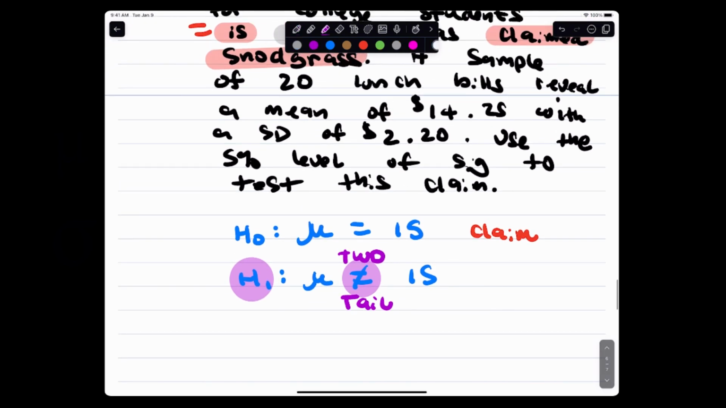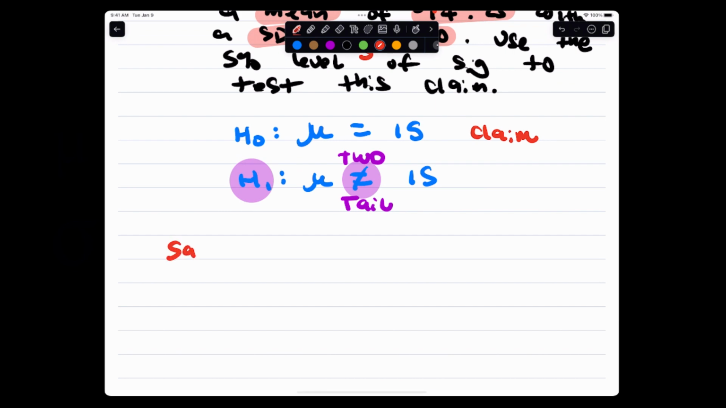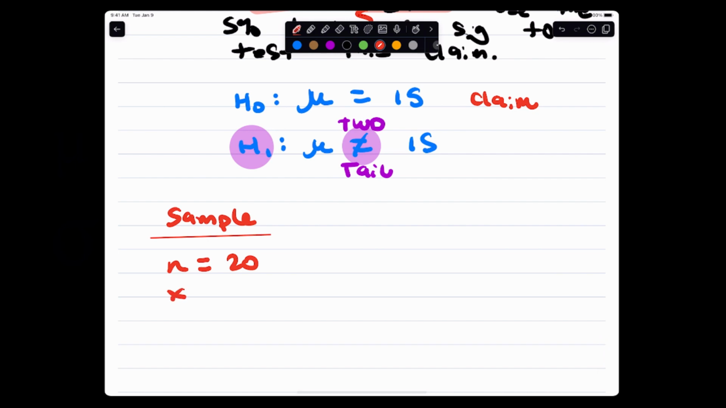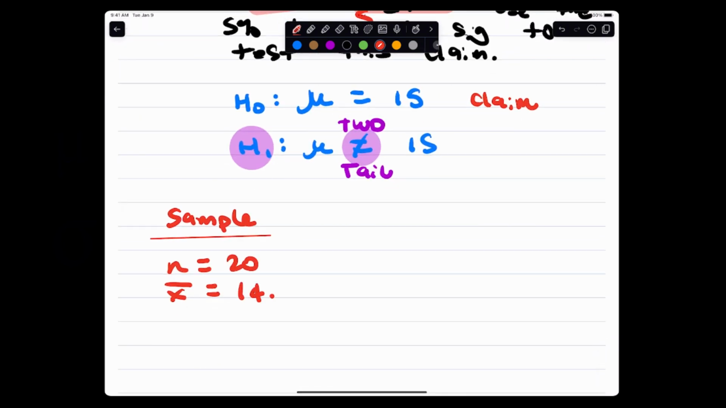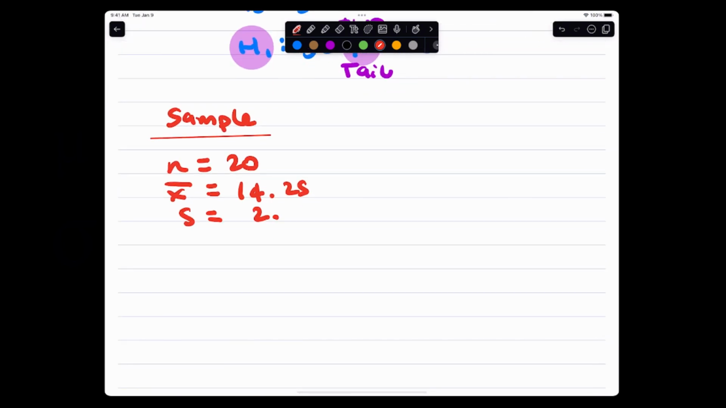So let's read further. A sample of 20 lunch bills reveal a mean of $14.25 with a standard deviation of $2.20. So, sample size n, sample mean, sample standard deviation. Let's look at the sample. What's your sample size? 20. What's the sample mean? $14.25. What's your sample standard deviation? $2.20.